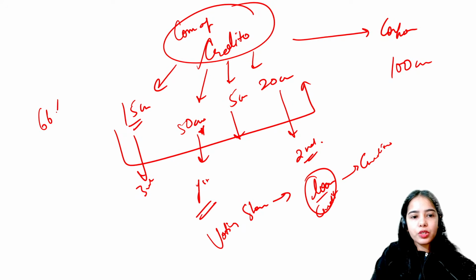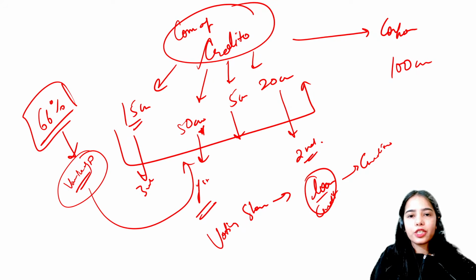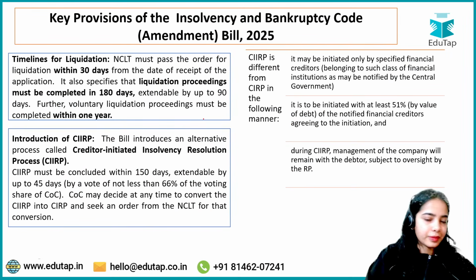So 66% of voting share means that 66% of the value of debt, creditors, they should agree. That is the basic idea.